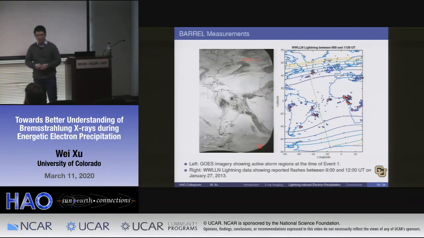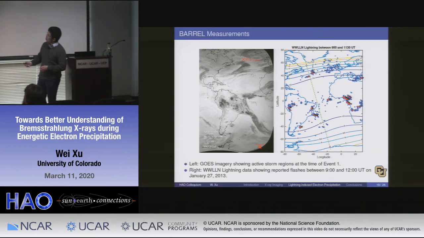To study these, we first try to find out the source lightning discharge from ground-based detection networks. The left figure shows the image of active storms around event 1. We have also checked the balloon location, and this is the geomagnetic conjugate point. We have also checked the WWLLN data, which is a worldwide lightning detection network.